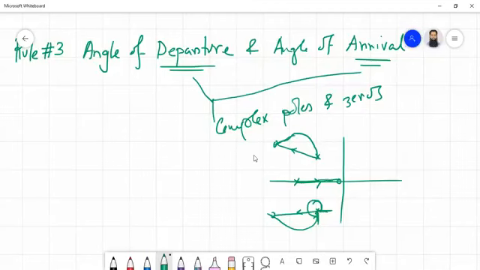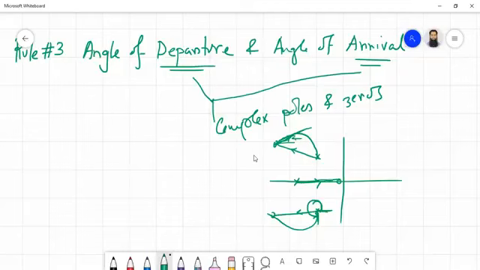And how will it be entering, say, this pole? For that we need to know at which angle it is actually entering. So this angle here is called the angle of arrival. So angle of departure is the angle at which the root locus will start from a complex pole, and the angle at which the root locus will enter a complex zero is called the angle of arrival.